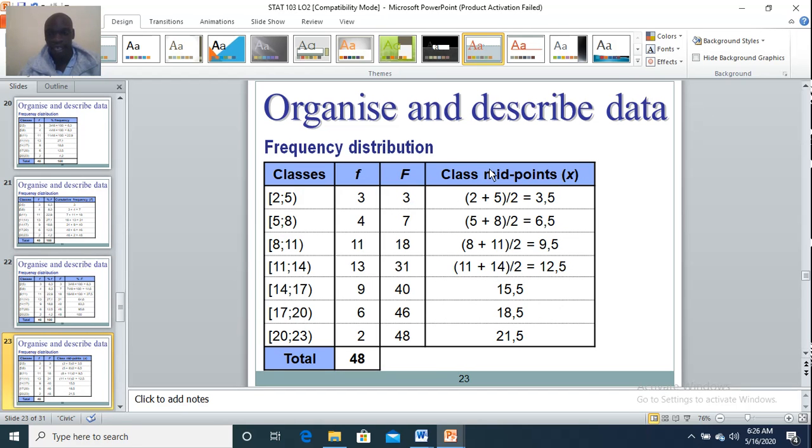Again we may find the midpoint. Remember we said our upper limit is 5, our lower limit is 2, our lower limit is 5, our upper limit is 8, like that, like that. So I may want to find the midpoint between each of this set. So it's 2 plus 5 divided by 2, 3.5. 5 plus 8 divided by 2, 6.5. 8 plus 11 divided by 2, 9.5. 11 plus 14 divided by 2, 12.5. 14 plus 17 divided by 2. So these are the midpoints.